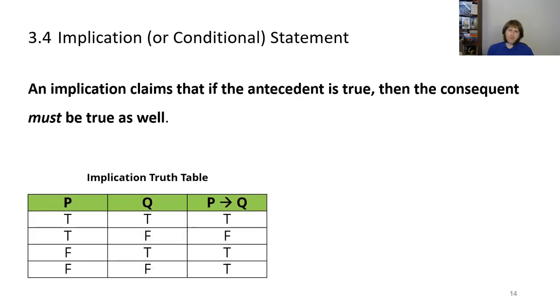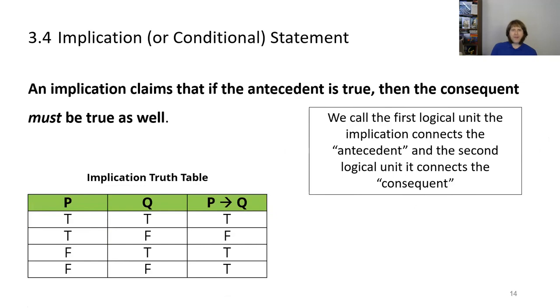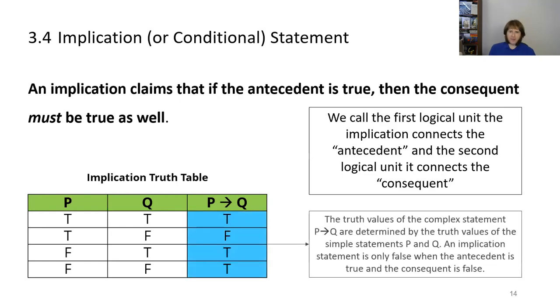So let's take a look at the truth table for this. As we already noted, the first logical unit, the one on the left of the arrow, the one the arrow is pointing away from, is the antecedent, what comes before. The thing that comes after the arrow is the consequent, the result. Now, when we look at the truth values of the implication statement itself, we see it's only false when the antecedent is true but the consequent is false.